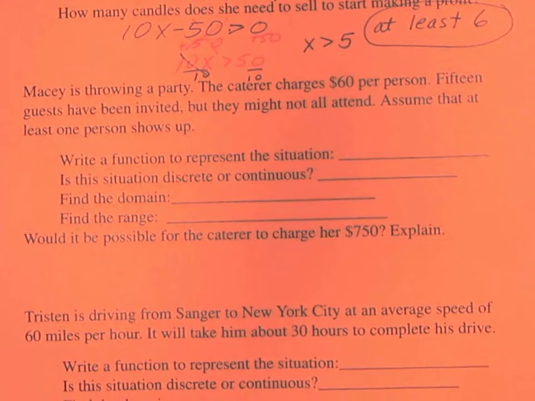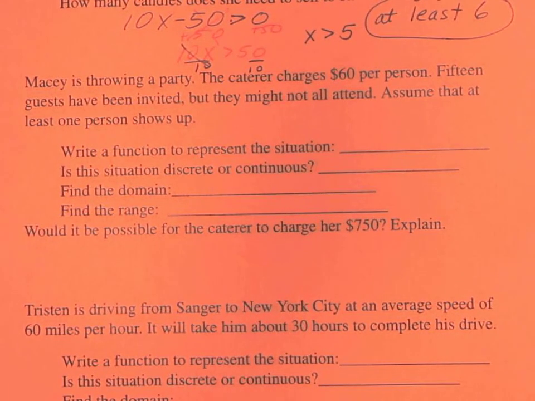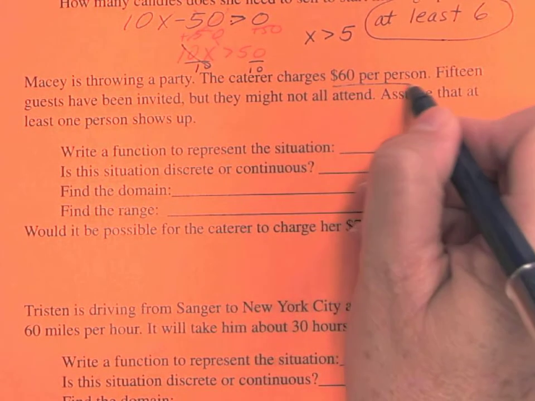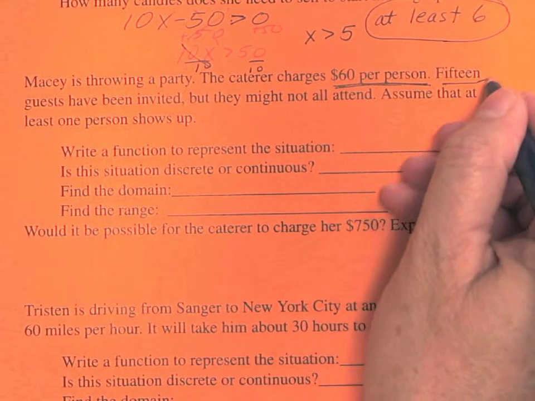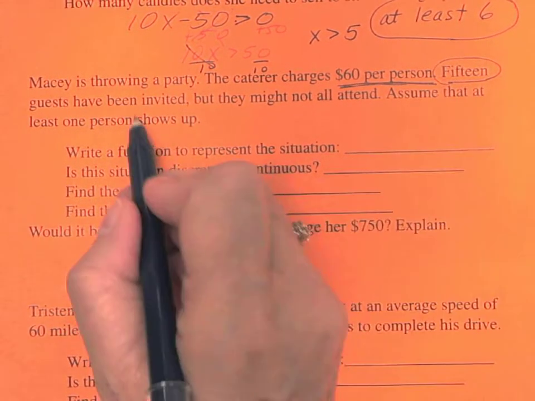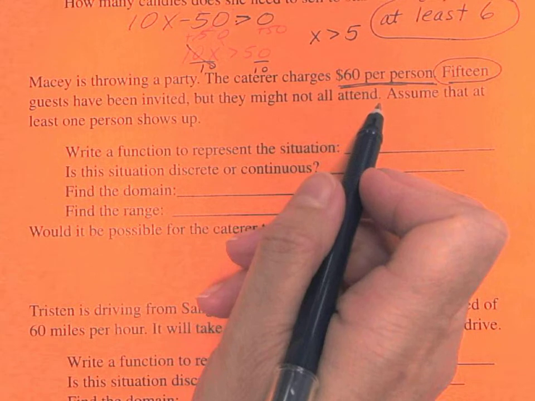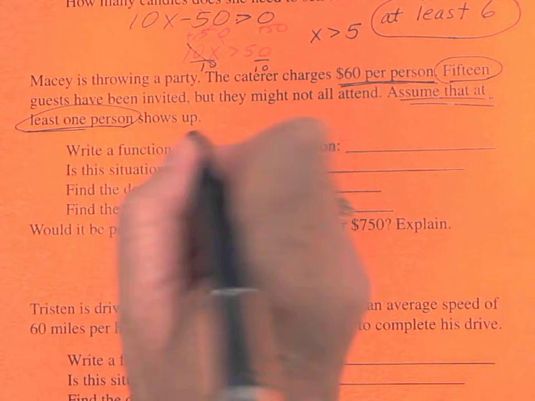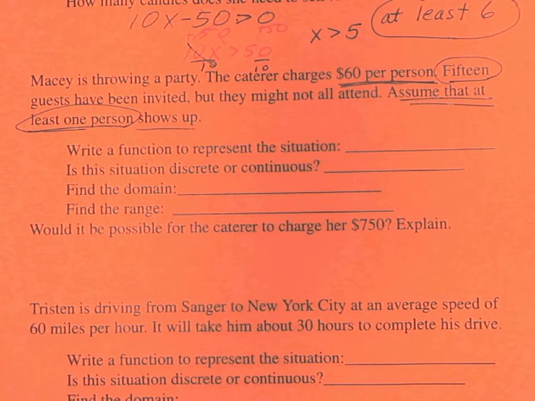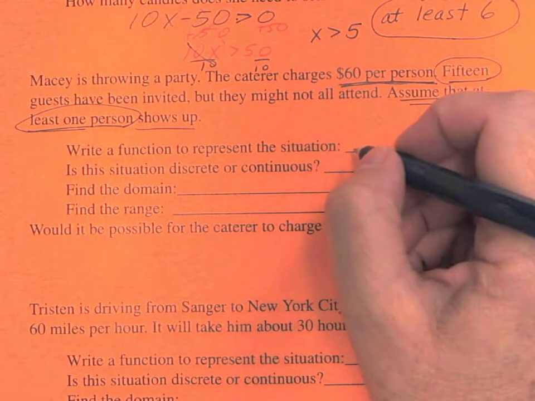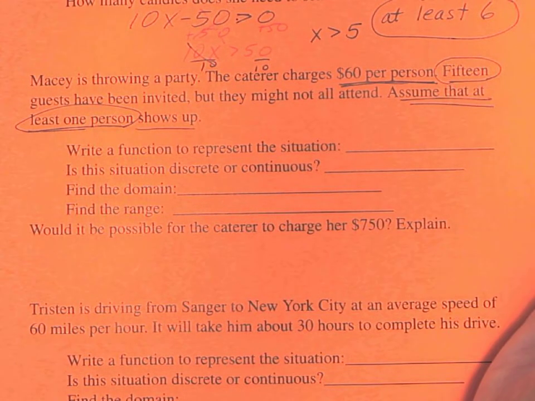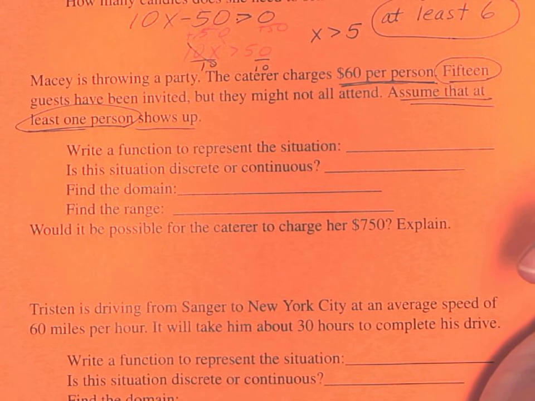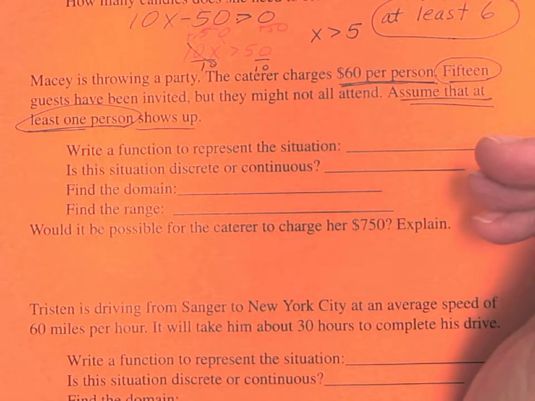Look at Macy's throwing a party. The caterer charges $60 per person. 15 guests have been invited, but they might not all attend, and assume that at least one person shows up. All right, first let's represent our function. So what do you think the input is? The output, the domain, the range. Independent, dependent. What depends on what?